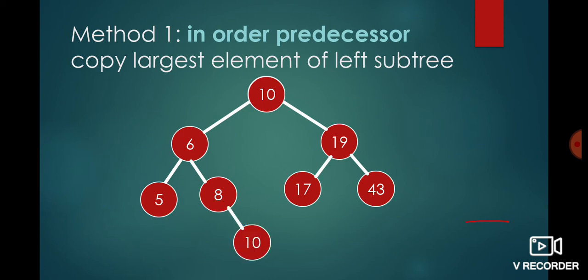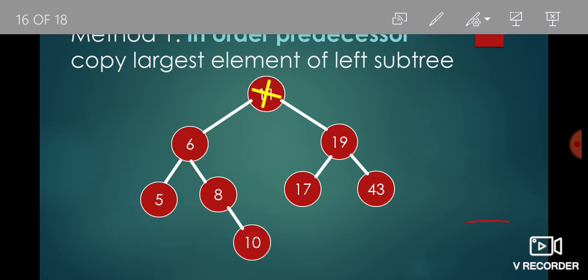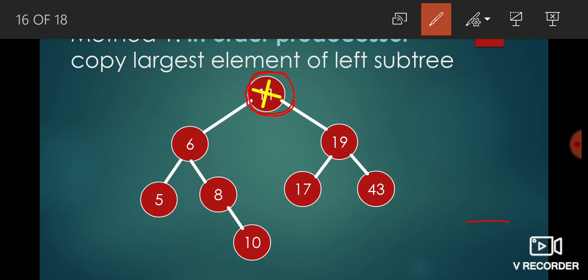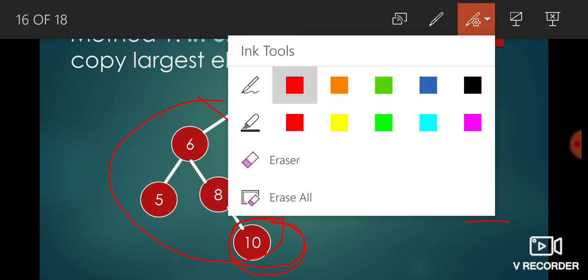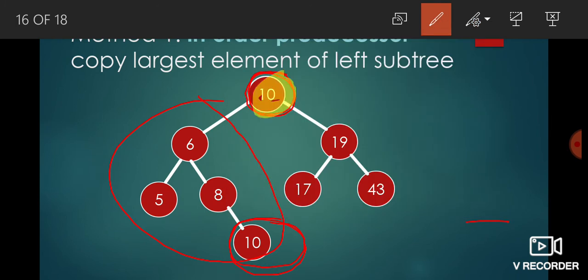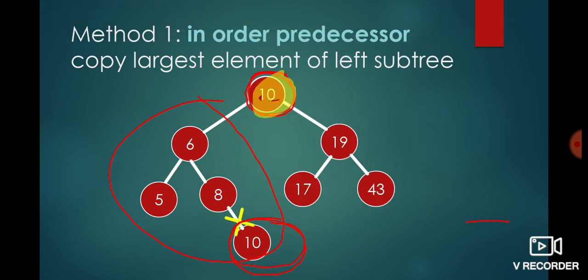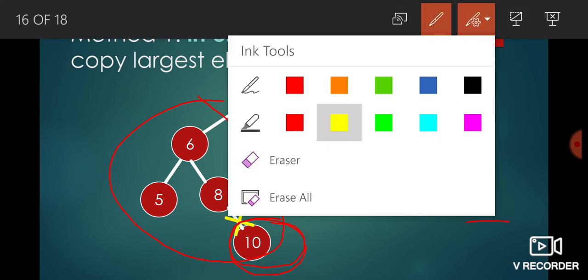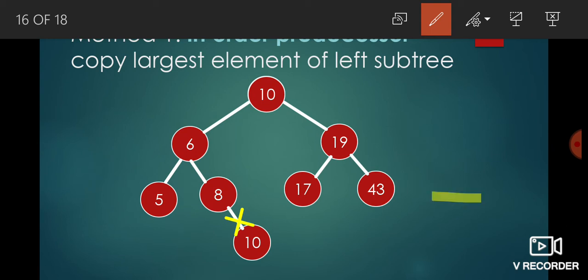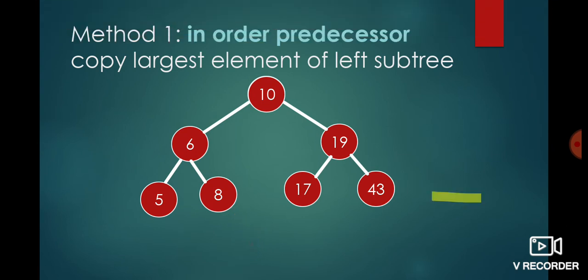Do you get it? Let me show you again. Firstly, we have 11 here. We have to delete this 11 which has two children. So what we do is we see the left subtree, we see the largest element which is 10. We overwrite this 11 by 10. So this is 10 now. Okay. Now what we did is we remove this relation. We remove this 10. And we have removed this.